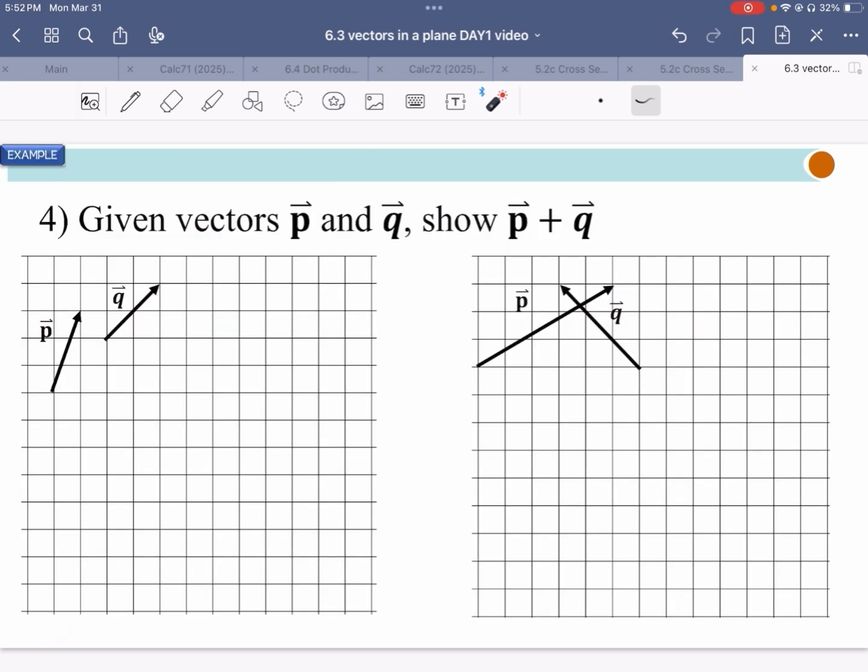So take a minute and draw the two vectors. So it's basically two parts. You've got vectors P and Q over here, that's question A. And then over here, you've got different vectors P and Q. So go ahead and practice drawing the vectors P plus Q.